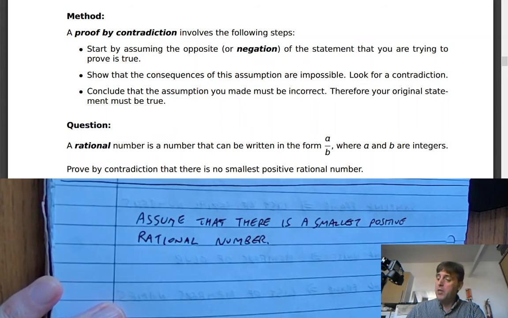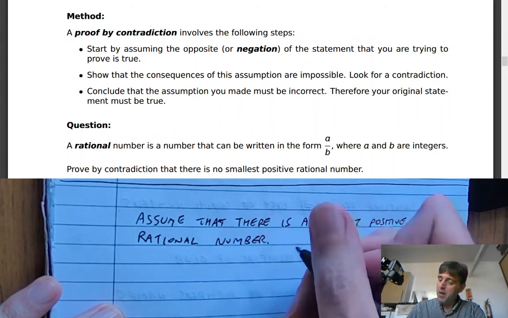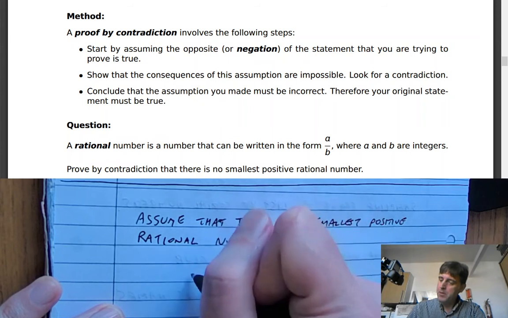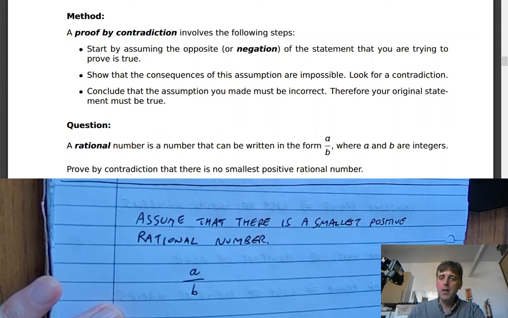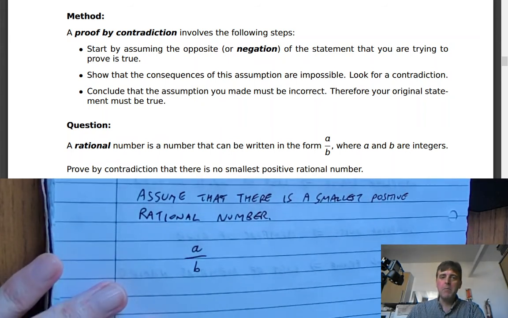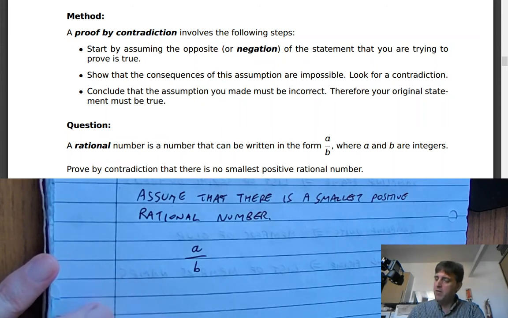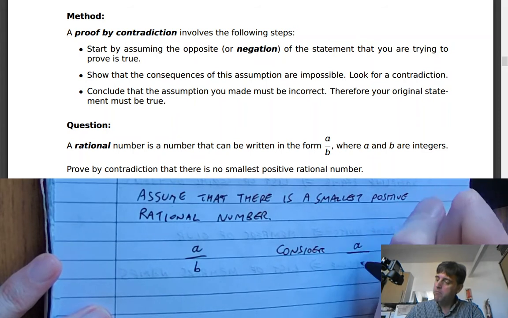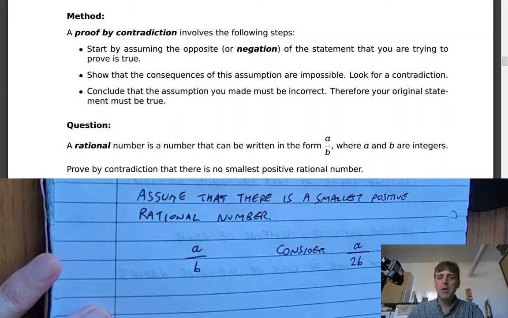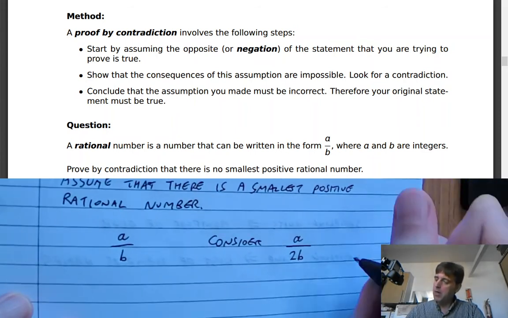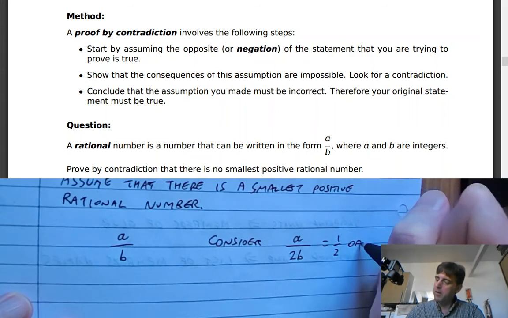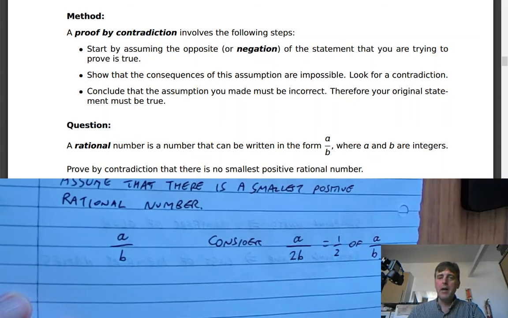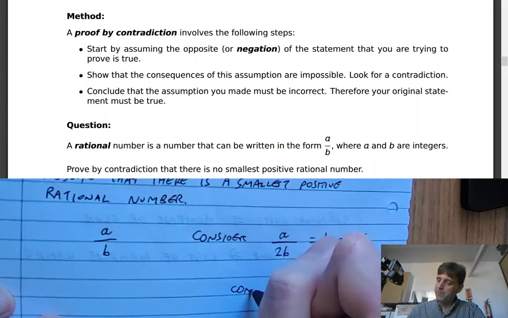Okay, and because it's rational, we can write it in our form a over b. So let's call it a over b. Now, where are we going to find our contradiction here? Well, if we can find a smaller positive rational number than a over b, then we're done. And maybe we could just consider a over 2b, which is, of course, a half of a over b. And there is our contradiction.